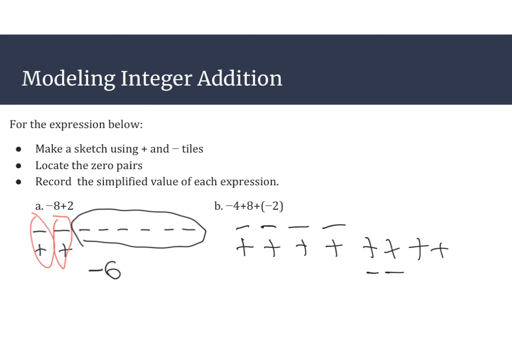So now I'm going to locate those 0 pairs. There's 1, 2, 3, 4, 5, 6. So all of those just created zeros, and what we are left with is a positive 2. So I can say that this equals 2. So negative 4 plus 8 plus a negative 2 is 2.